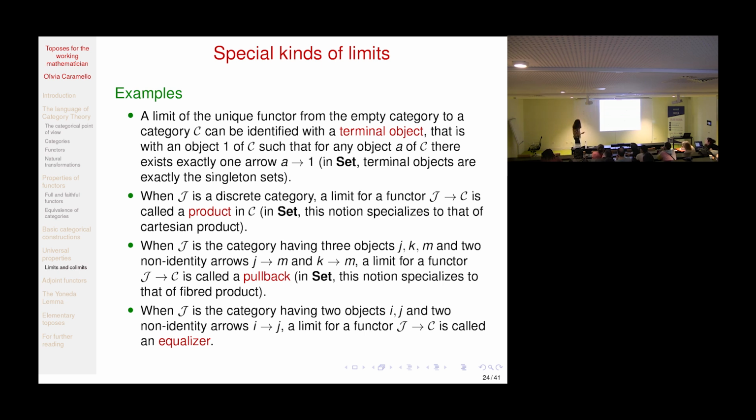And you see that actually this is a particular case of the notion of limit where we take J to be the category of this shape. So two objects and two arrows between them and the identities. Okay, good.